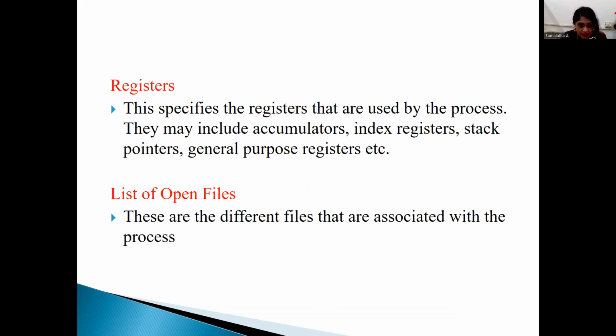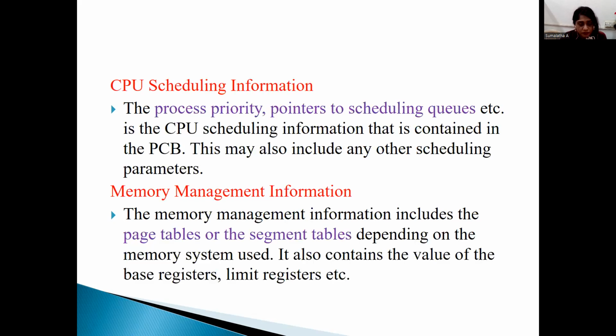And the next thing the PCB contains is the registers. What are the registers that are required for this particular process? Suppose you want to do some mathematical operation, or it could be anything. There are different kinds of registers. It includes the accumulators, the index register, the stack pointer, and the general purpose registers. And the next thing is the list of open files. What are the different files associated with a particular process? Because a process does not mean just one single file. There are many files associated with it.